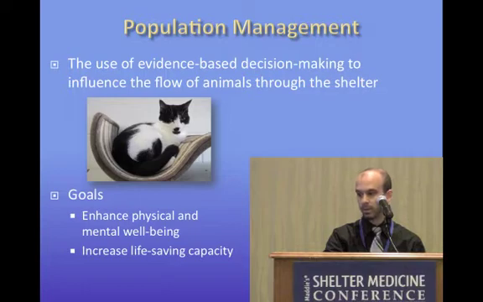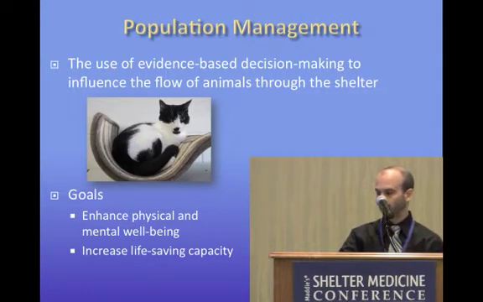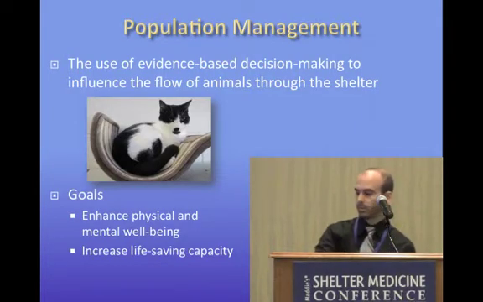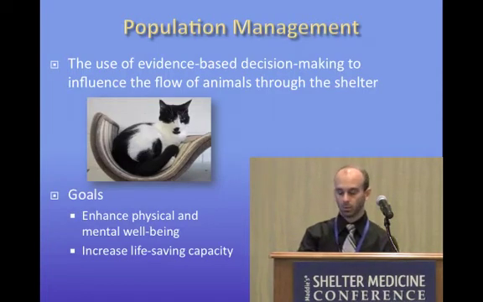And then notice you're going to influence the flow. It's not just something that's going to happen on its own. You actually play an active role in that. And the goals of a population management plan are to enhance the physical and mental well-being of each and every animal that's in the shelter, as well as to increase the life-saving capacity of the shelter as a whole.